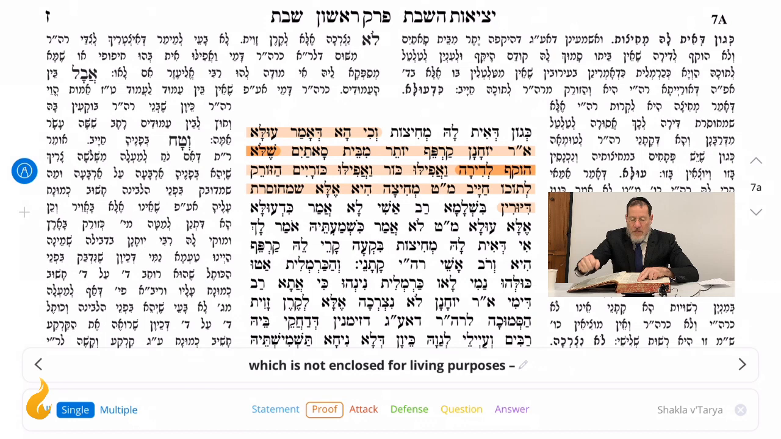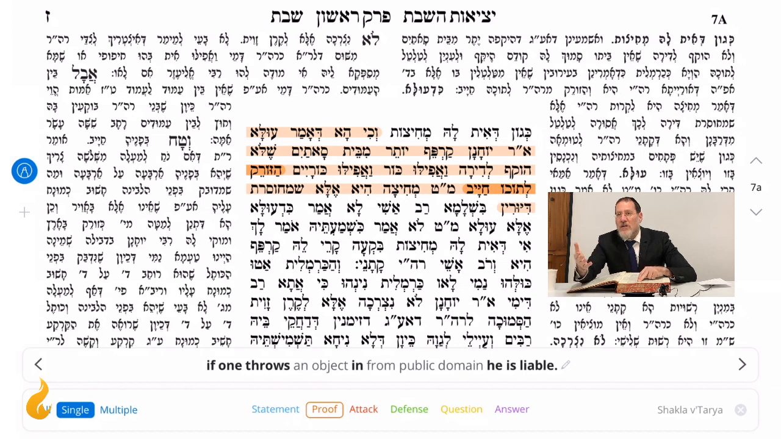Now let me ask you a question. If we just said that such an area is a Karmelis, what would be the din of a Karmelis normally? If you make a transfer from the Reshus Harabim to a Karmelis, then it's Isur Midrabanan. But since this area, before the Chachamim gave it the definition of a Karmelis, biblically has a din of a Reshus Hayachid, why? Because it's partitioned off. So when the Chachamim give it a din of a Karmelis, they're doing it l'chumra. They can never do it l'kula.